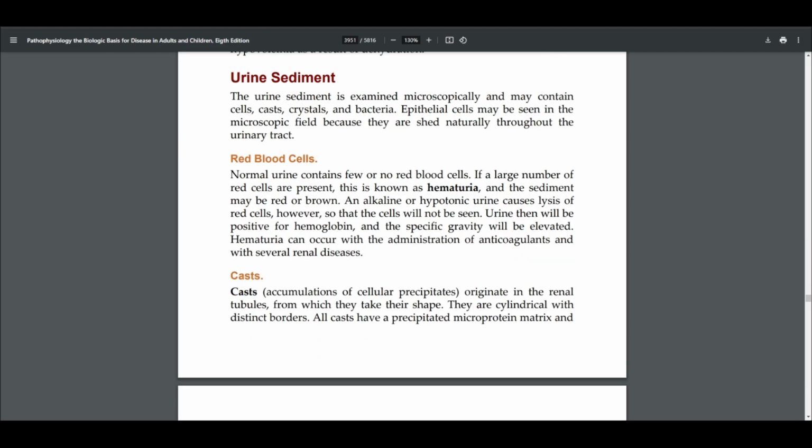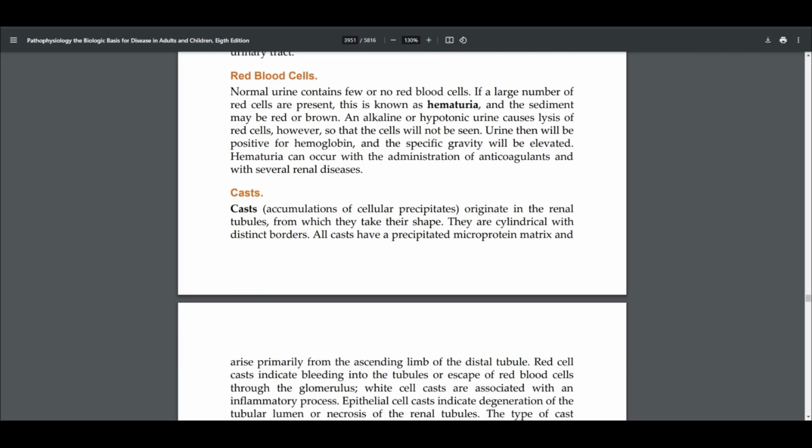Urine sediment. The urine sediment is examined microscopically and may contain cells, casts, crystals, and bacteria. Epithelial cells may be seen in the microscopic field because they are shed naturally through the urinary tract. Your red blood cells: normal urine contains few to no red blood cells. If a large number of red blood cells are present, this is known as hematuria, and the sediment may be red or brown.